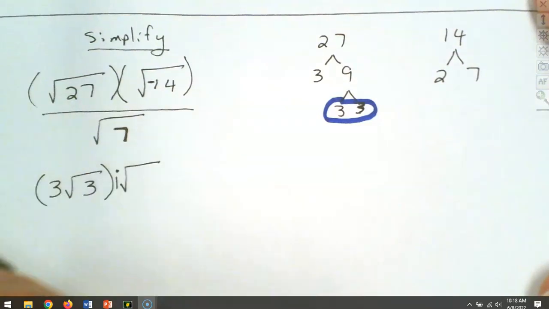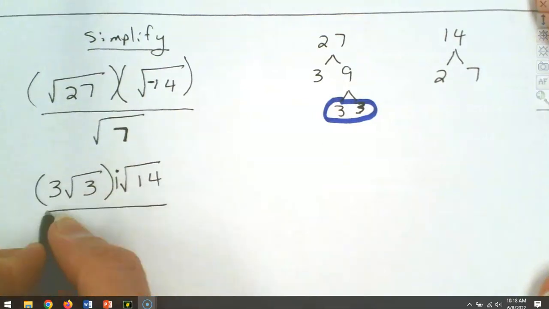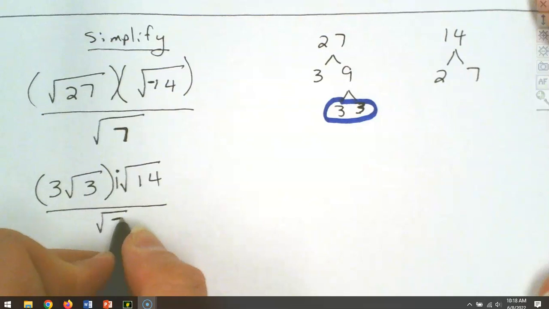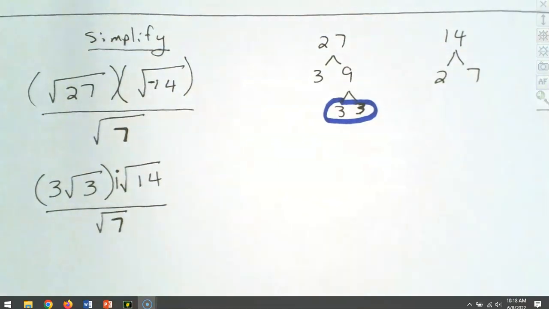We will, however, have to bring out an i. And the 7 down below, that's not going to break up either. So the only part that would break down at all is the square root of 27, because 14 is 2 and 7, and there's no pairs. Now we need to clean it up as much as we can. So I'm going to work on the numerator, the top half, first. And then I'm going to see how I can use that with the denominator. So let's work on the numerator first, and then we'll focus on the denominator.